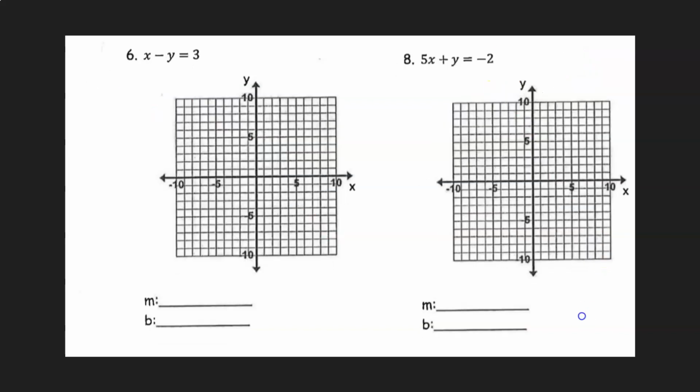All right, moving on. I have x minus y equals 3. So I have to move that x to the other side using the inverse operation, subtracting it. Plus 3. Now I got to divide everything by -1. So I have y equals +x minus 3. Okay, so my slope is 1. My y-intercept is -3. So I'm going to start down here at -3. I'm going to go up 1 over 1. It's positive now that we divided by -1, so it goes up.